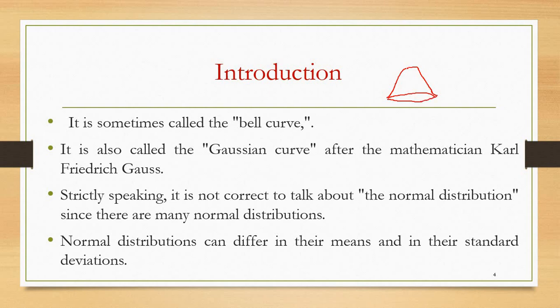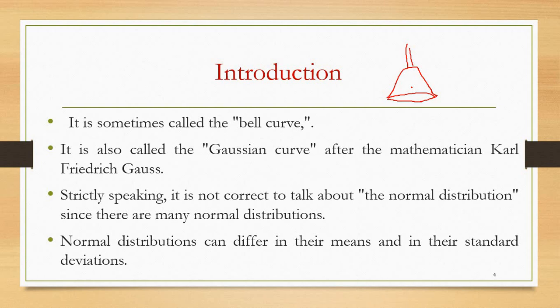and basically this curve shape is called the bell shape. So normal is also called the bell curve. It is also called the Gaussian curve after the mathematician Carl Friedrich Gauss.